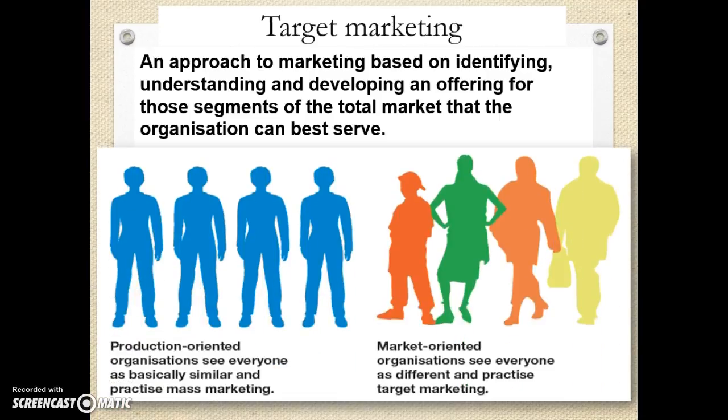So production-oriented organisations see everyone as the same and basically similar, and so therefore they practice mass marketing. Market-oriented organisations see everyone as different, and so they practice target marketing, where they group like customers together and then target them. There's been a real shift away from mass marketing in recent years.